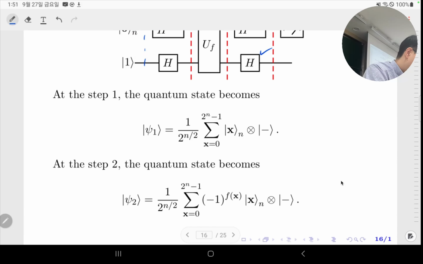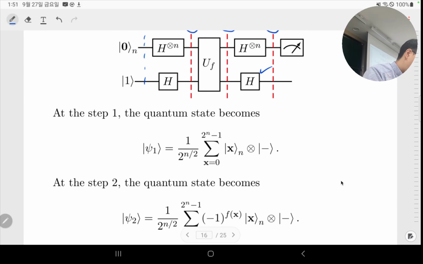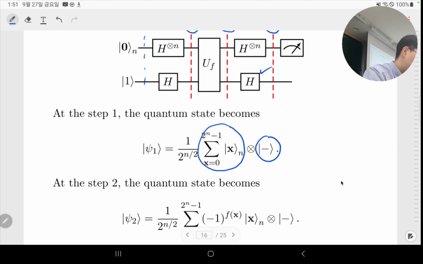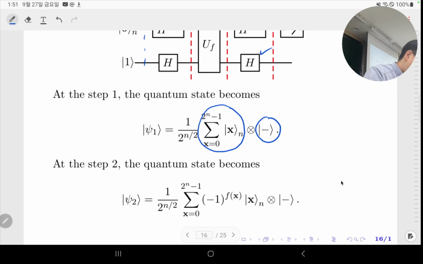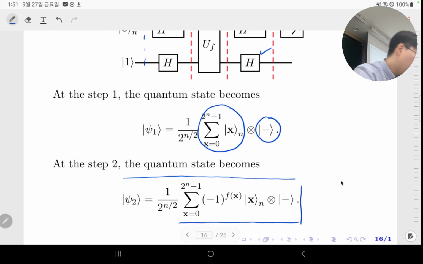At the first stage, the quantum state becomes this. You've already seen this: the output register is minus, and the input register is a superposed state of every single base state. Then you apply the quantum oracle, and what you get at stage 2 is this. It might look weird at first glance, but let's see why we get this.